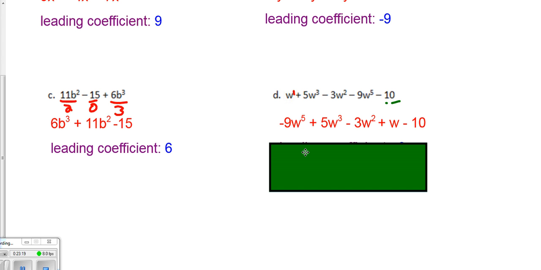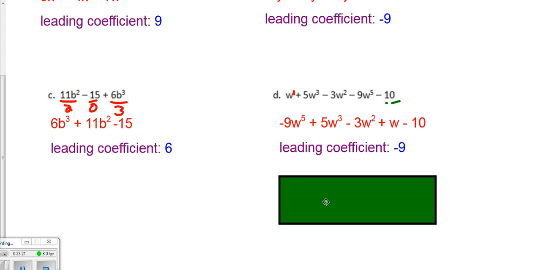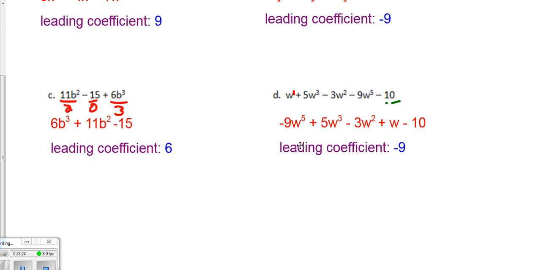Now we need to say what would be the leading coefficient, what number is out front. Again, it would be negative 9. Negative 9 is times the w to the fifth power. And that'll conclude our video.